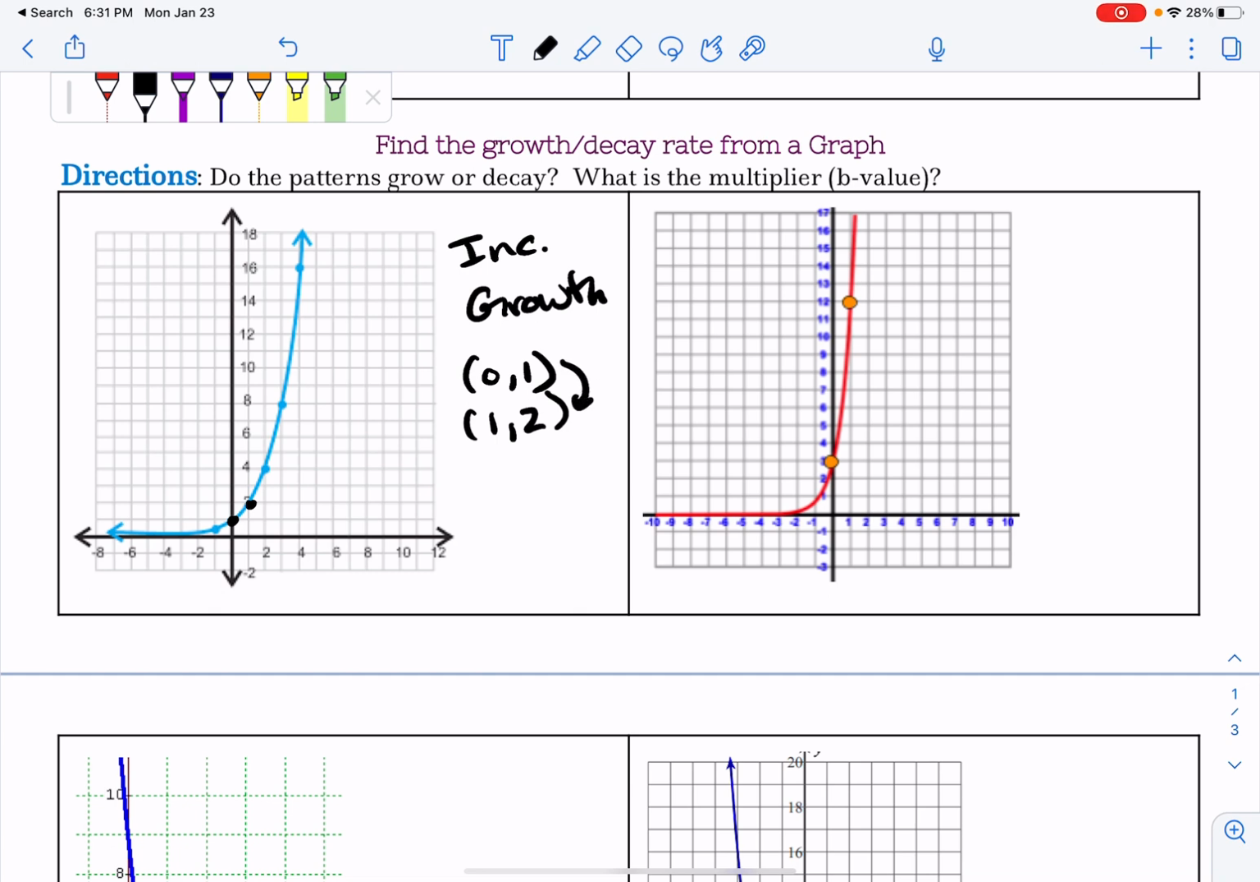How would I get from 1 to 2? Multiply by 2. Let's check that that pattern continues. The next point is 2, 4. To get from 2 to 4, we would multiply by 2. Again, we could take 4 divided by 2, which gives us our answer of 2, again representing growth.